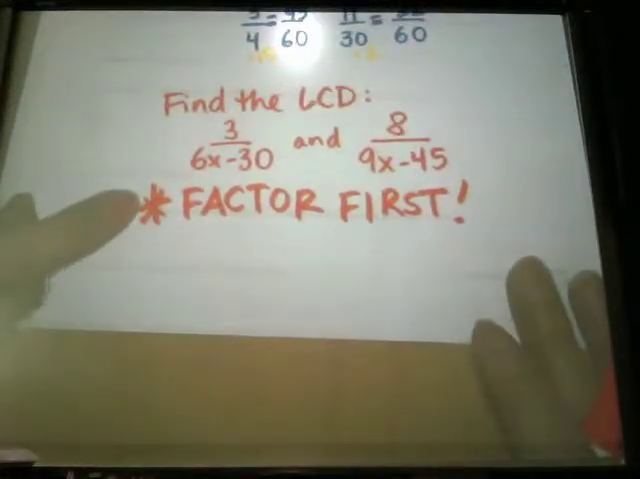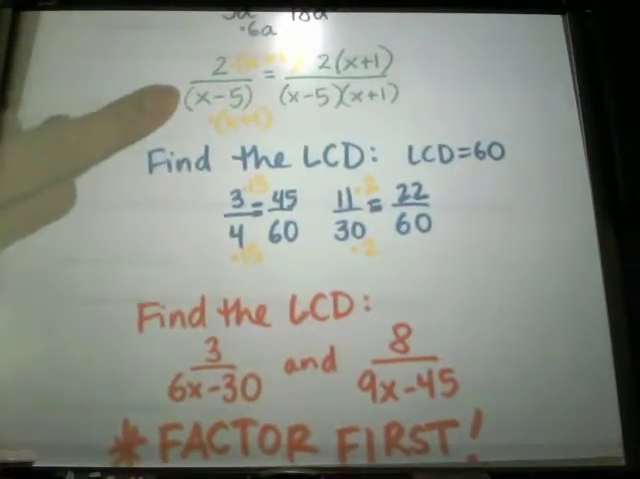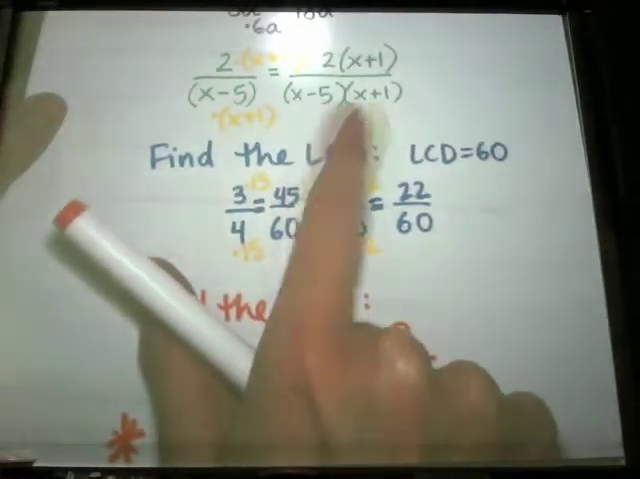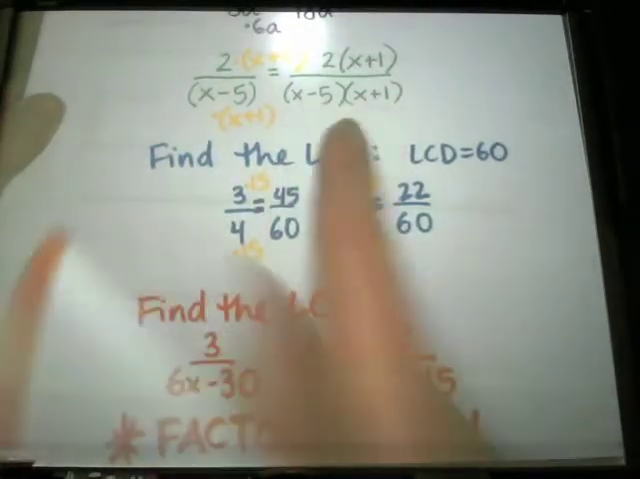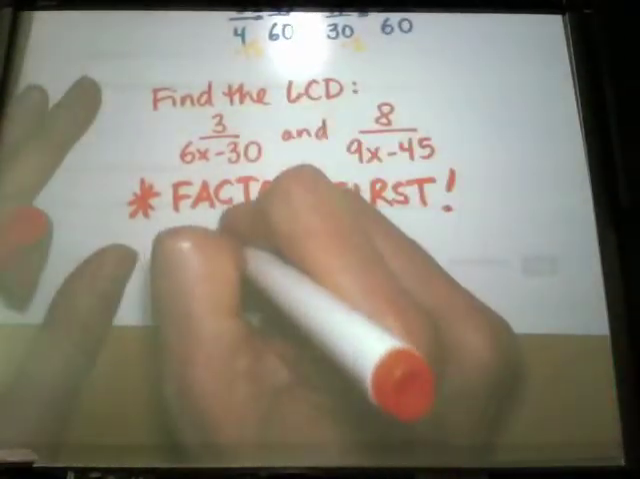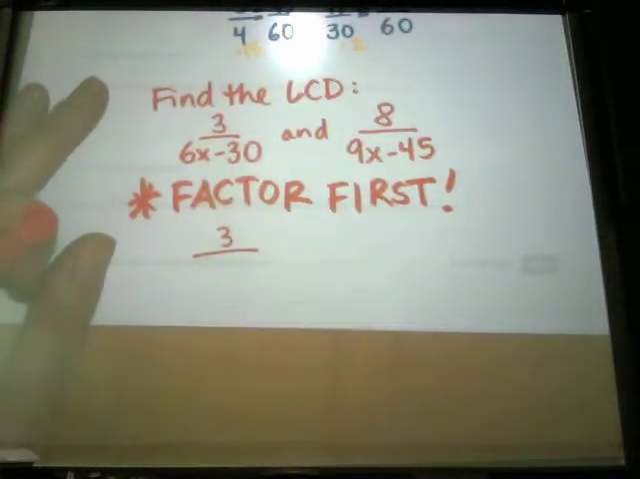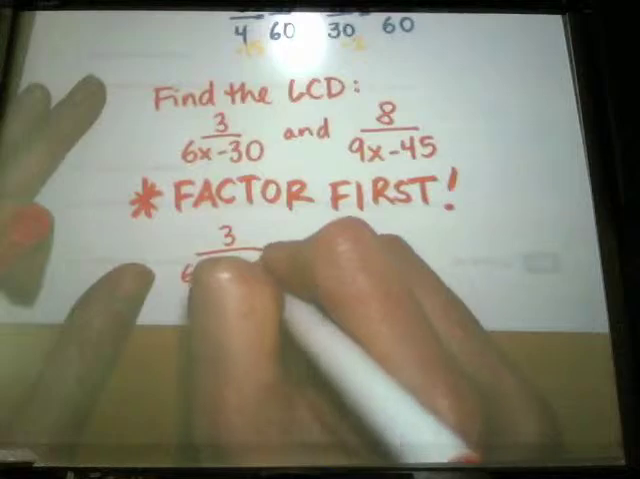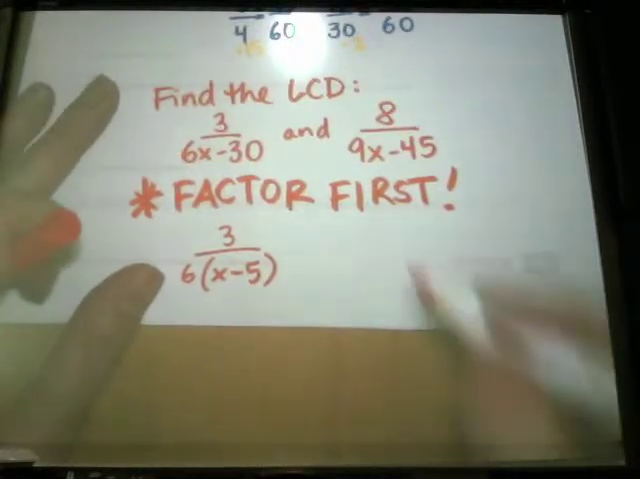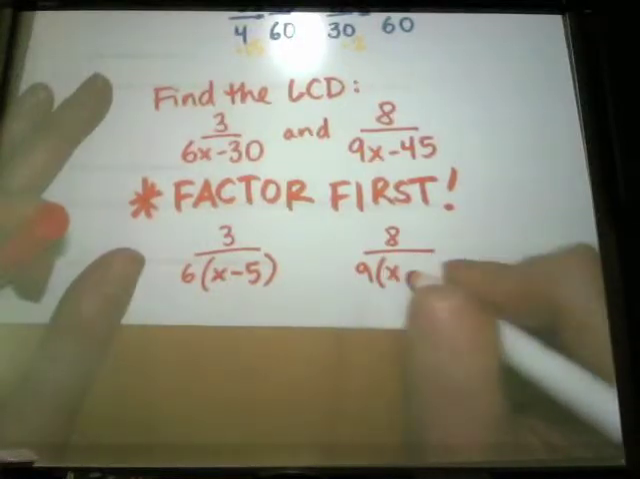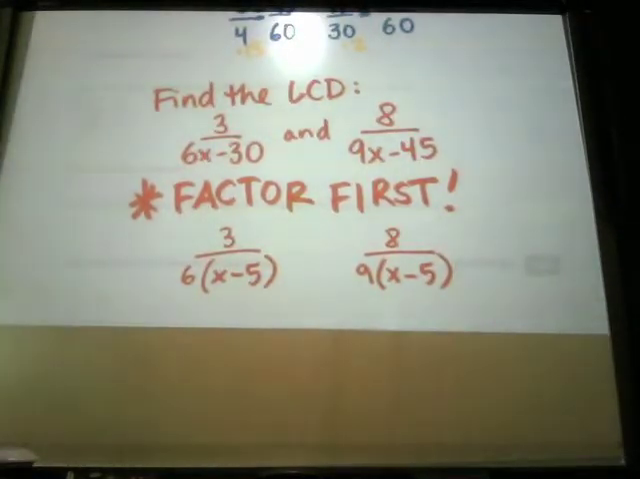I'm going to put this back up in just a second, but let me just go back to this one in green. This was already factored. If I FOILed this right side, this would be a trinomial. So this is already factored for us. Now we have to factor. So I'm going to start with the one on the left. 6x minus 30. All I can do is factor out a 6, which leaves x minus 5. If I factor the denominator of the second one, all I can do is factor out a 9, which leaves x minus 5.